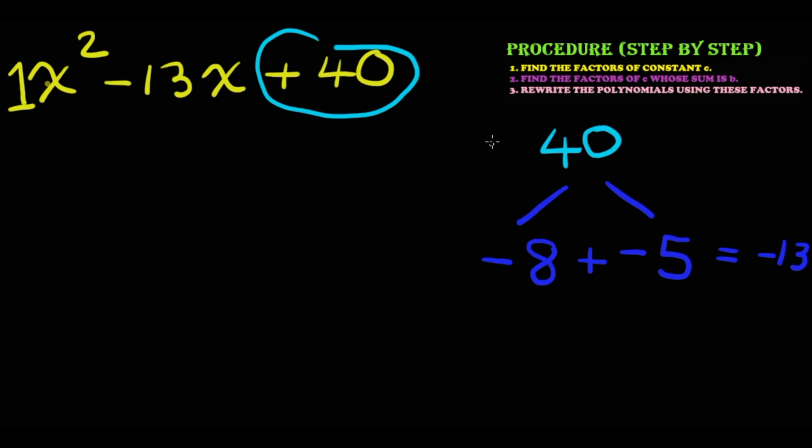So that's step number 2. Step number 3 is to rewrite the polynomial using these factors. So we're going to use these two numbers, and we're going to write it in factor form.